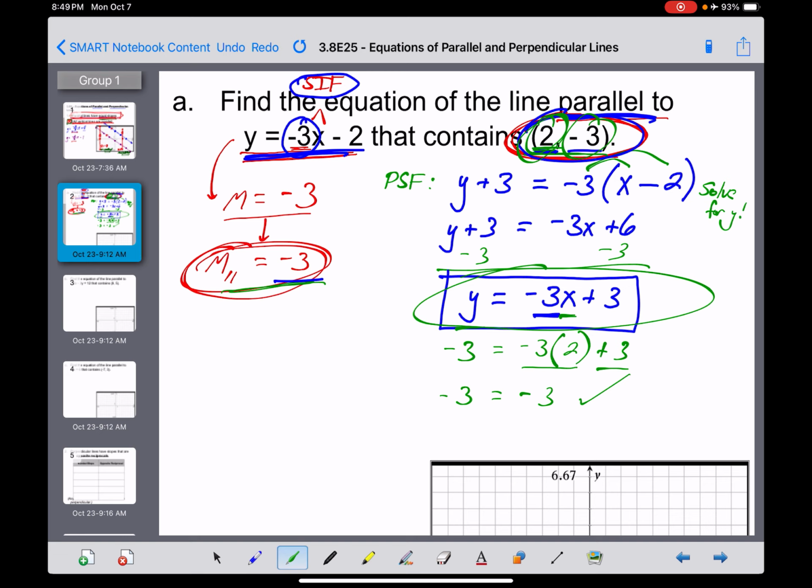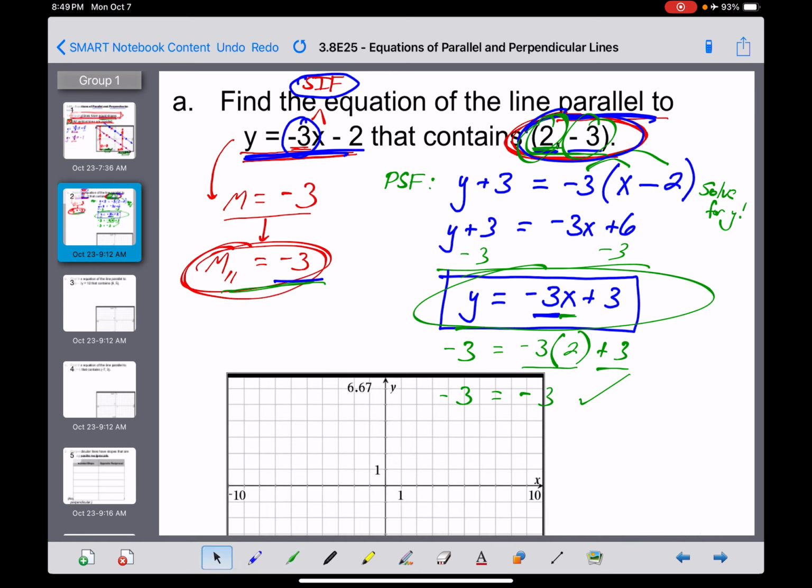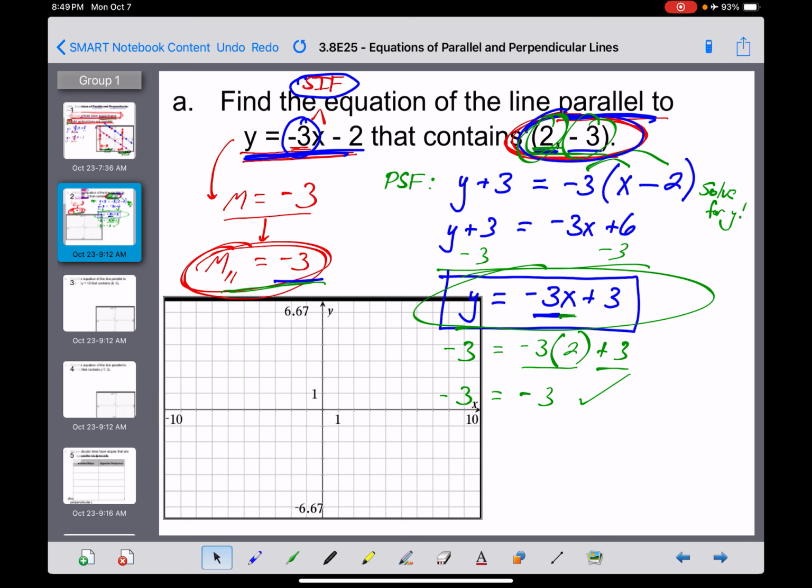And if we wanted to take the time, I provided the graph here so that we could graph both the original line and this new line right here. I guess we can do that real quick, and let's see what we got. The original line, our y-intercept is negative 2. Our slope is negative 3, which is down 3, right 1, or up 3, left 1. Okay, here's the original line, not very straight, but right there.